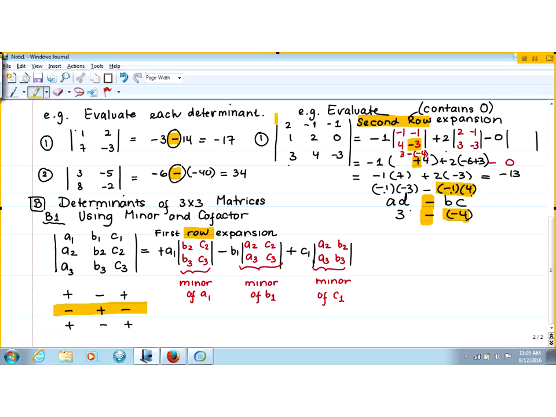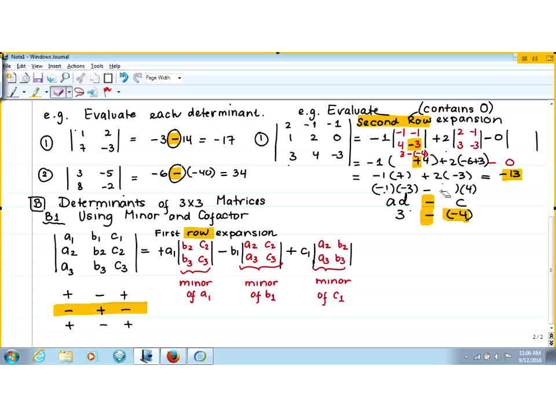Negative 13 is the determinant of this matrix, of the whole matrix. So the determinant of each matrix is unique. This matrix only has one determinant, which is only one number, which is negative 13. That's all.